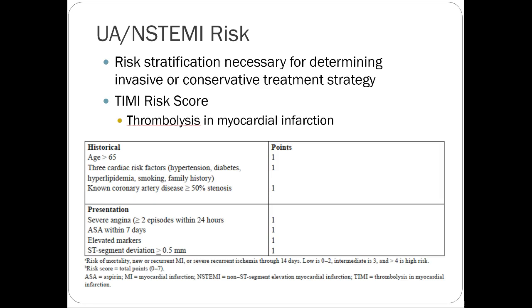Let's talk about risk and then kind of work our way up. So starting with unstable angina and NSTEMI, risk stratification is really necessary for determining whether you want to do an invasive or conservative treatment strategy. And I'm not going to test you on this stuff, so you can tune out a little bit if you want, but just to give us a background, because it does direct where our therapy goes depending on what we're going to be treating. So the TIMI risk score is something that looks at a couple of different factors and assigns a point value.